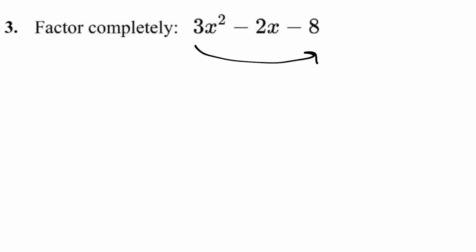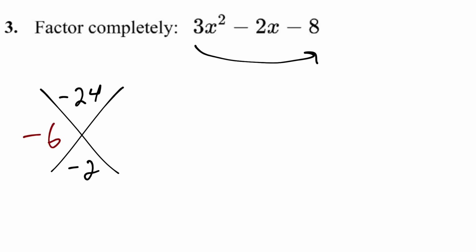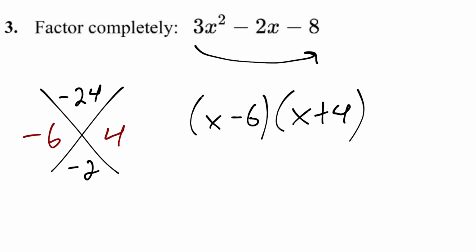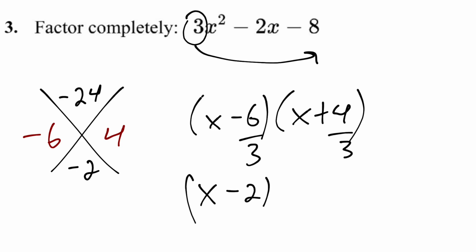So let's slide this over. And on the top here, I'll have negative 24. On the bottom, I'll have negative 2. This means I'm looking at negative 6 and 4. If I write this as x minus 6 and x plus 4, I'm going to divide by my a term on both sides. This becomes x minus 2, and this becomes 3x plus 4.